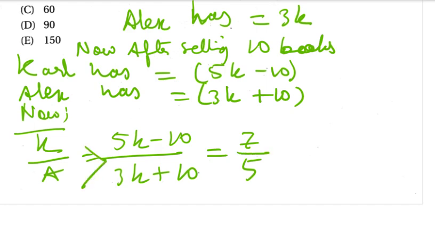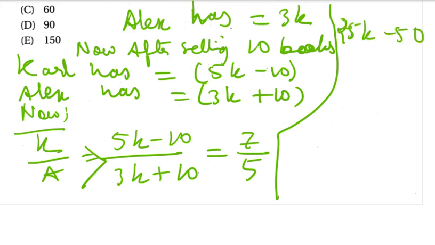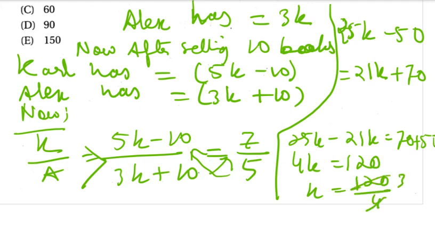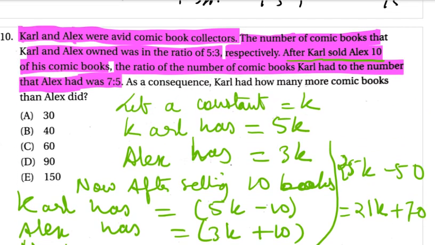7/5 implies, you can write over here, and solve from here. So 25k minus 50, I'm multiplying directly. The 5 went up there, got multiplied, and this will go up there, which is equal to 21k plus 70. So that is 25k minus 21k is equal to 70 plus 50. So that is 4k is equal to 120, hence k is equal to 120 by 4. 4 ones are 4, 4 threes are 12. So k is 30.